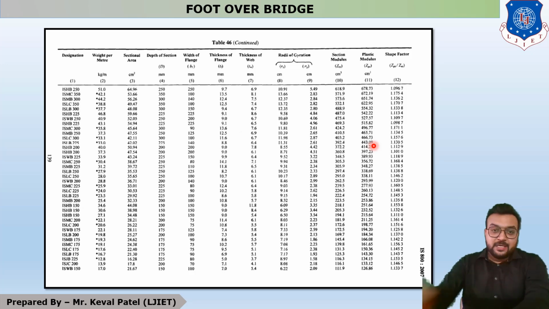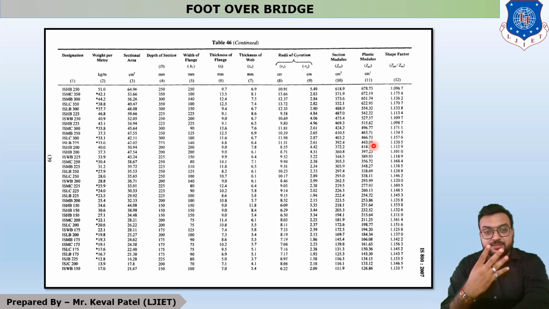First of all, we have to check our section classification. It means in which state the selected section is. There are four classes: plastic, compact, semi-compact and slender. In IS 800, there are three classes: plastic, compact and semi-compact. This classification is given on page number 18.